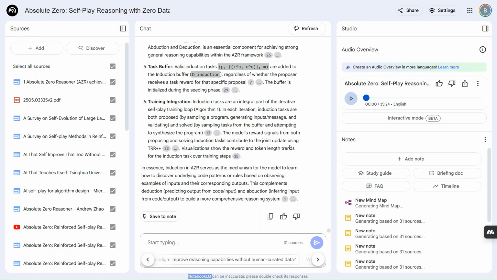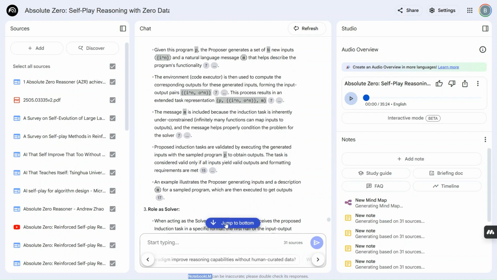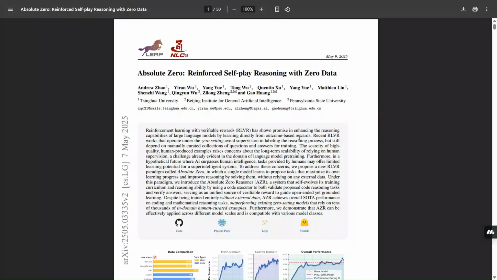But the survey also warned about downsides, right? Relying too much on self-generated data. Yes, that's a really important caveat.